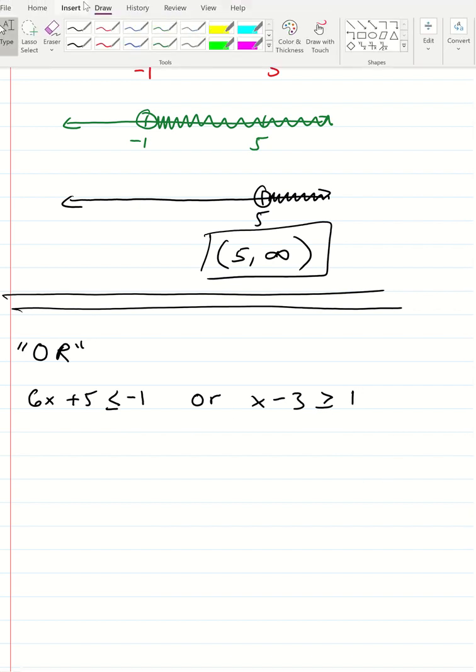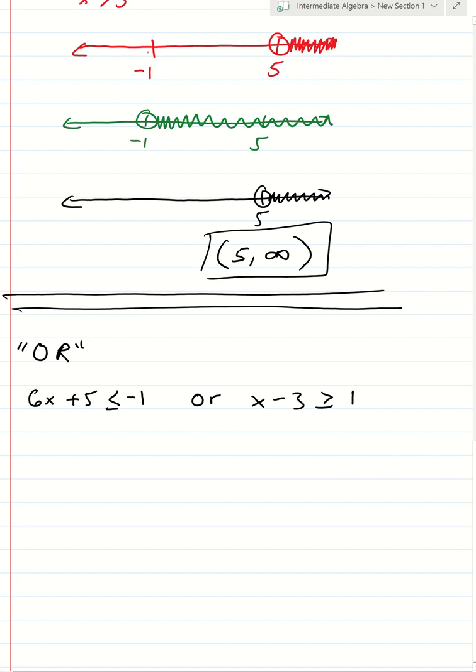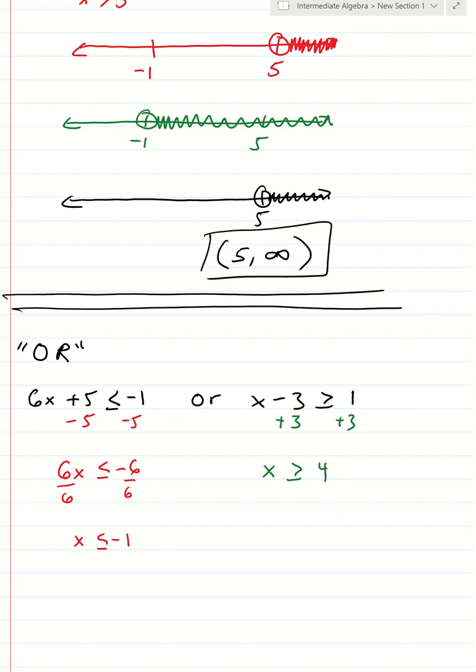So, once again, let me go to red. Let me solve this first one by subtracting the 5 over. We get 6x is less than or equal to -6. And when I divide both sides by 6, we get x is less than or equal to -1. That takes care of the first solution. For our second solution, I will go to the green. I'm going to add the 3 over, giving us x is greater than or equal to 4.